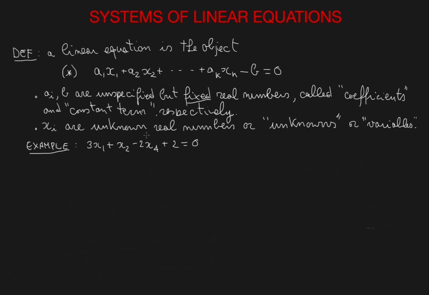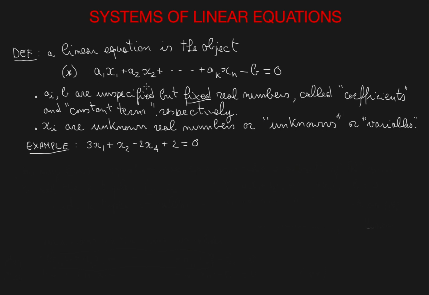Then we have the x4 term with the coefficient -2, so a4 is going to be -2, and then we have plus 2 equals 0. So plus 2 is not a coefficient of any xi, therefore it is the constant term, minus b. Therefore b is going to be -2.